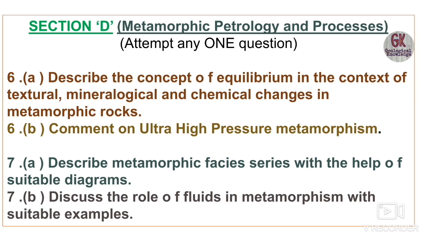6b is comment on ultra high pressure metamorphism. Ultra high pressure metamorphism that you have to talk about. Okay, so that is eclogite phases that you have to discuss about.